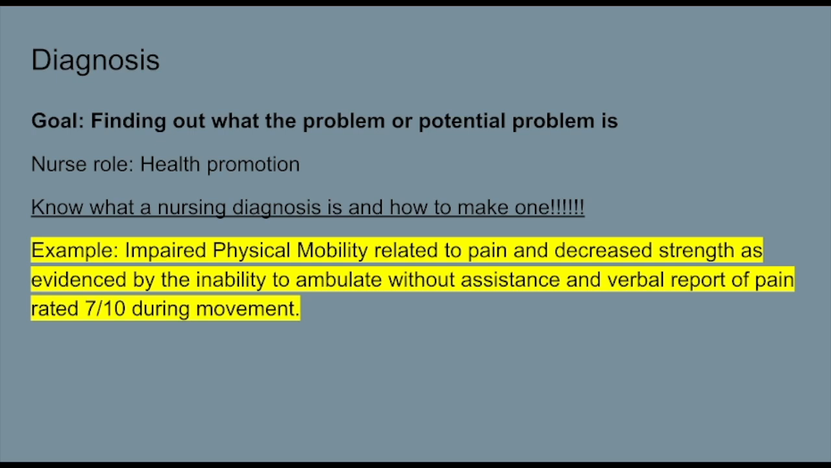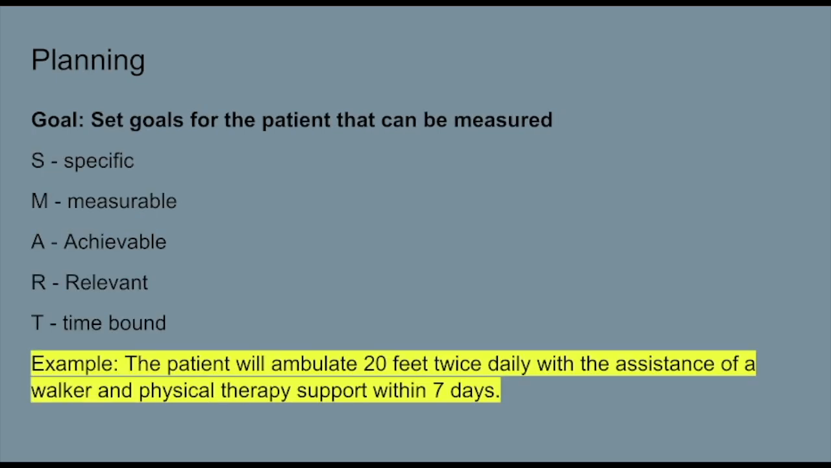So the example here is impaired physical mobility related to pain and decreased strength as evidenced by the inability to ambulate without assistance and verbal report of pain rated 7 through 10 during movement. Let's just keep it at that, but for the next video, we will go over how to write a nursing diagnosis. The next step in ADPIE after diagnosis is planning.